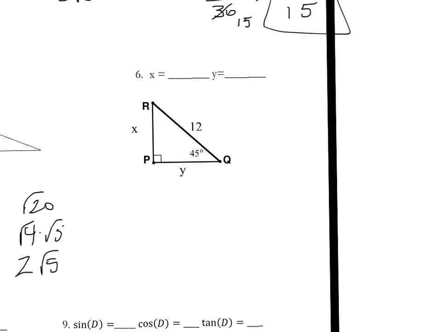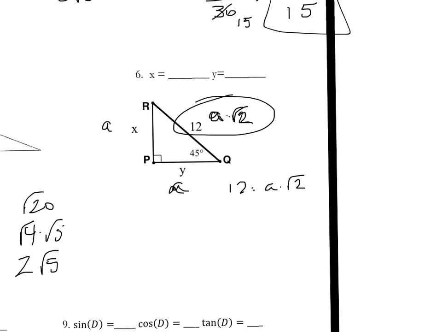Across from the 45 is always a, and across from the other 45 is always a, and across from the 90 is a root 2. If you look, the only side that I'm given is across from the 90, so this is the equation I can set up: 12 equals a root 2, because once I find a, I know my other two side lengths.